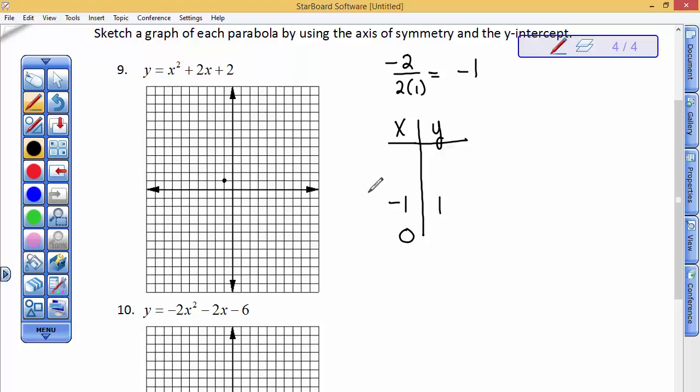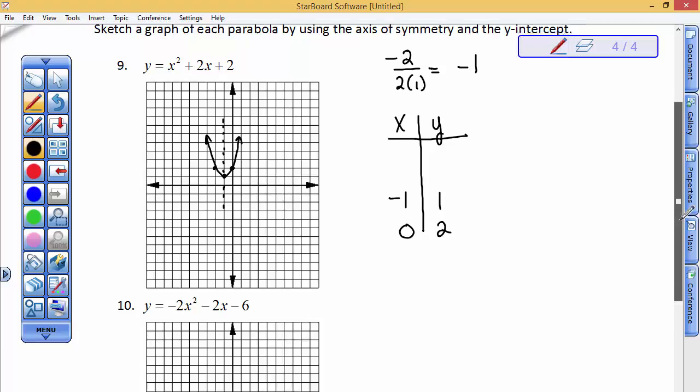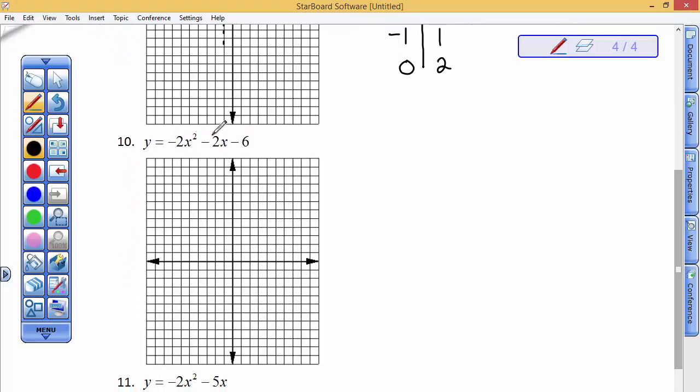This says using the y-intercept. Well, that's where x is 0. So when x is 0, this term's gone, and this term's gone, and you're only left with the 2. So when x is 0, y is 2. Since this is the axis of symmetry, what I can do is put an ordered pair right here to complement that one, and I'm just going to go ahead and draw this parabola with 3 ordered pairs. Good enough. Let's do it again.